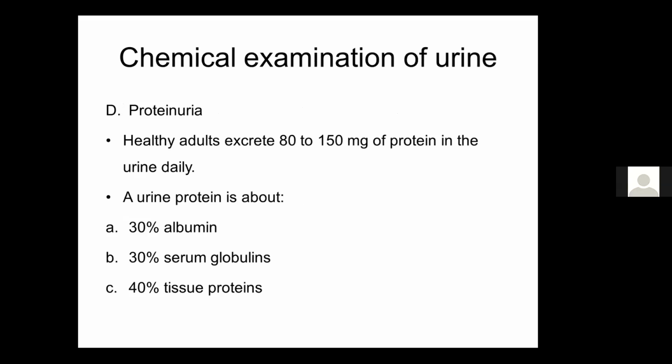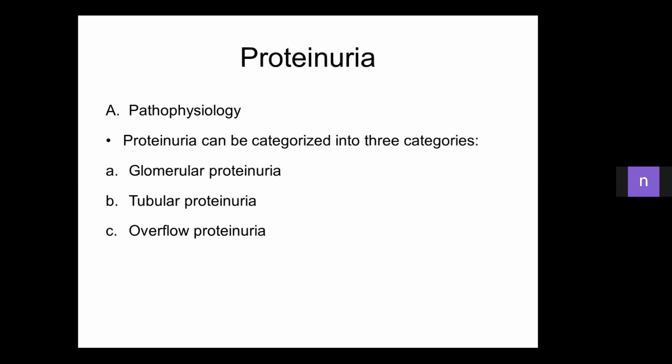So next, proteinuria. Healthy adults excrete 80 to 150 milligrams of protein in the urine daily. It is composed of 30% albumin, 30% serum globulins, and then 40% tissue proteins. What next is the pathophysiology of proteinuria.